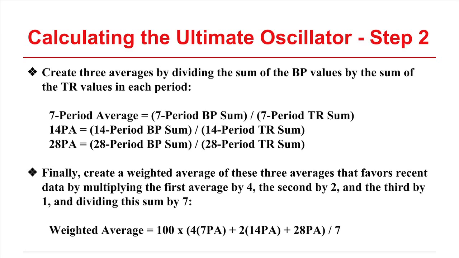Finally, the last stage weights these averages together to create the final value. The shortest, the 7-period average, is multiplied by 4, the middle by 2, and the longest one, the 28-day period, is multiplied just by 1. This sum is multiplied by 100 and divided by 7 in order to get the final indicator value.